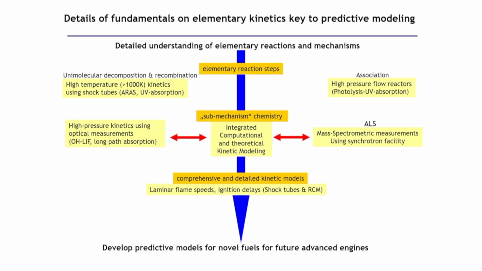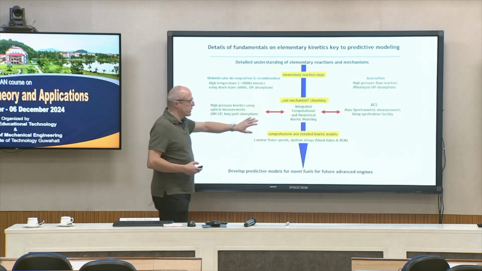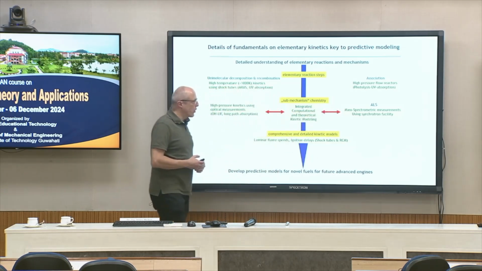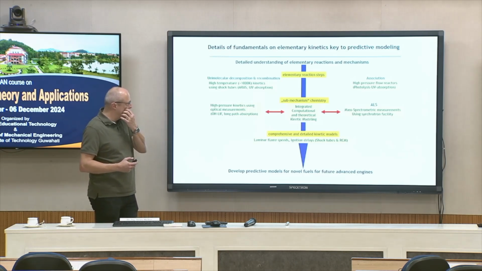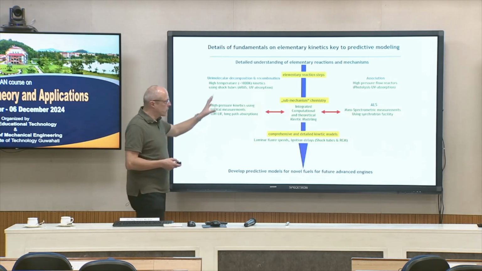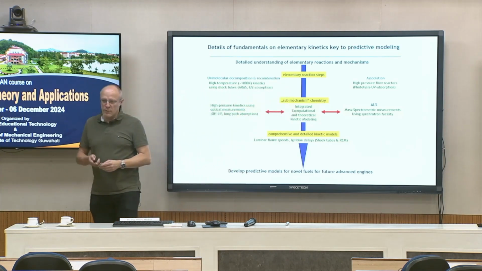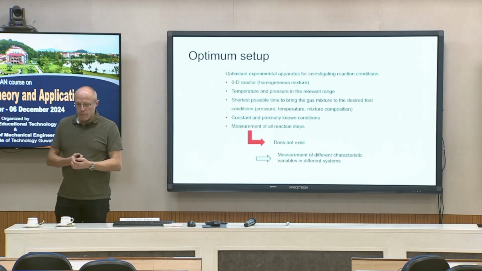We can examine unimolecular decomposition and recombination at high temperatures using shock tubes. We can use high pressure flow reactors. We can perform optical measurements. We can use the advanced optical light source for mass spectrometry. And altogether, we can combine the data we yield to develop the mechanism finally.